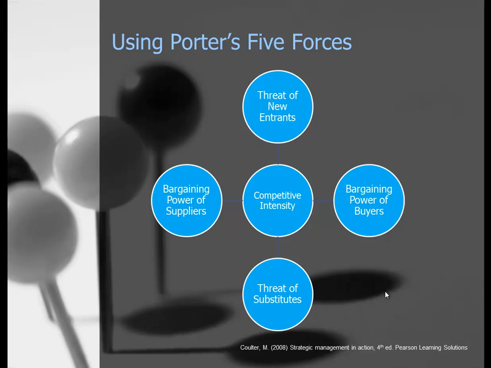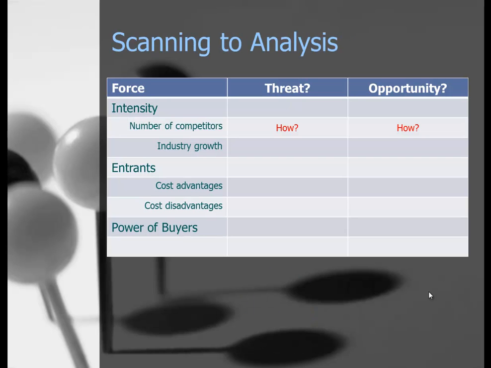So all of these factors together, these 5 factors, the competitive intensity, threat of new entrants, bargaining power of buyers, threat of substitutes, and bargaining power of suppliers, all provide the input or the information as you're scanning your competitive environment. But as we learned in the previous video, scanning is not the same as analysis. So what do we do with this information once we have it?